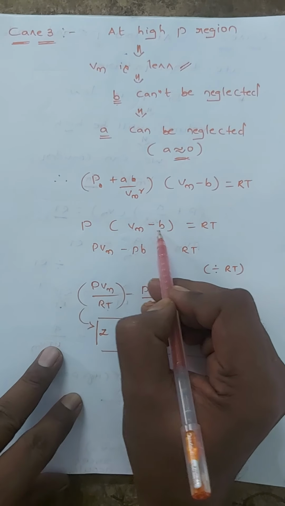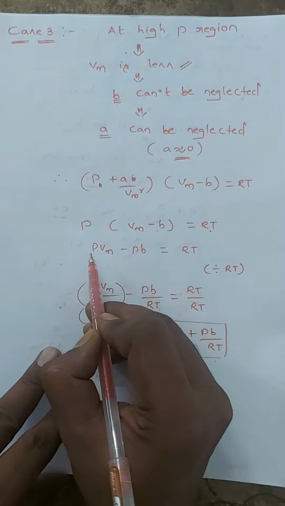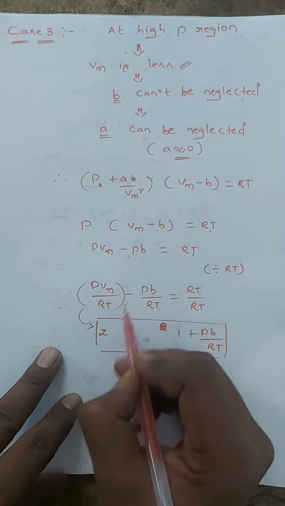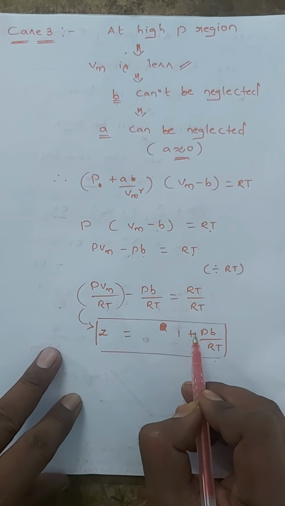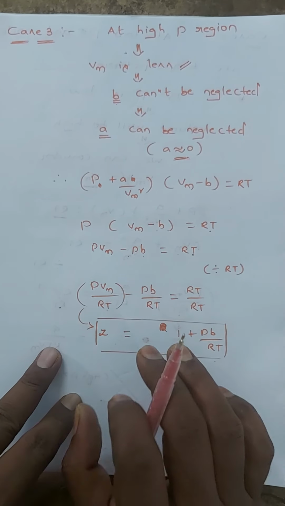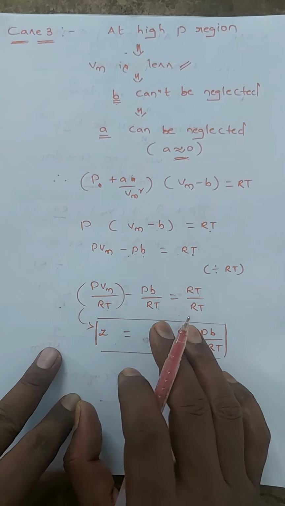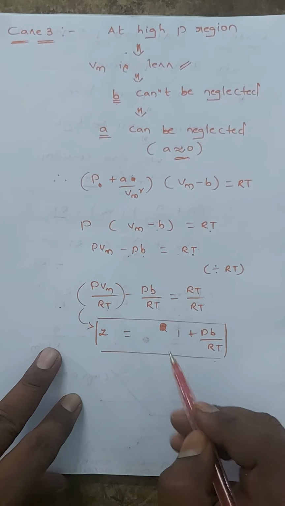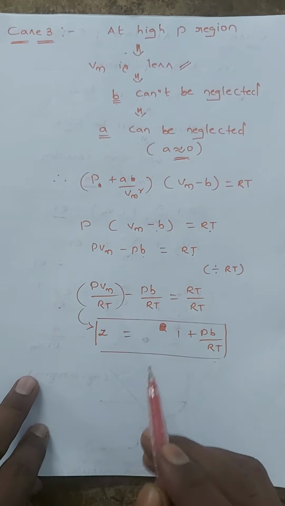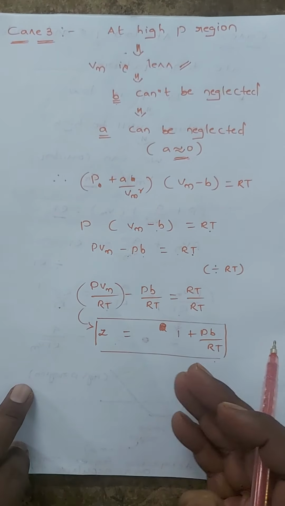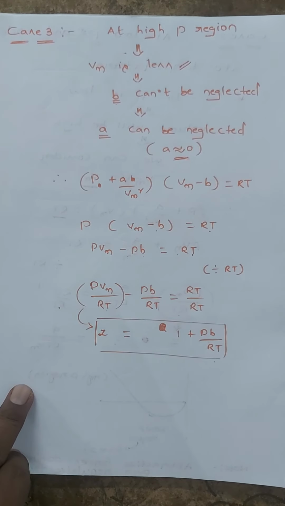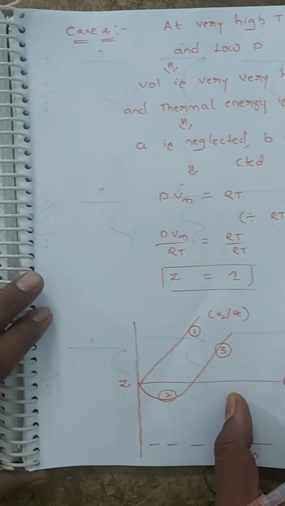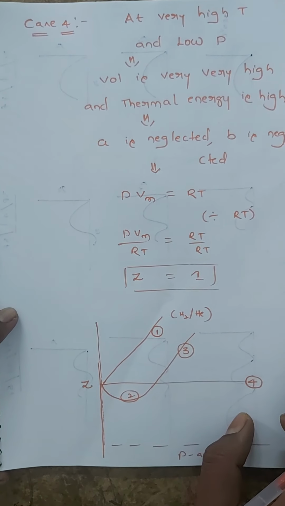P into (Vm minus b) is equal to RT. So PVm minus Pb is equal to RT. On rearranging, here we will get Z is equal to 1 plus Pb by RT. It indicates that at high pressure region, the Z value keeps on increasing with pressure. That is shown in the graph itself, in case 3. Now come to case 4.